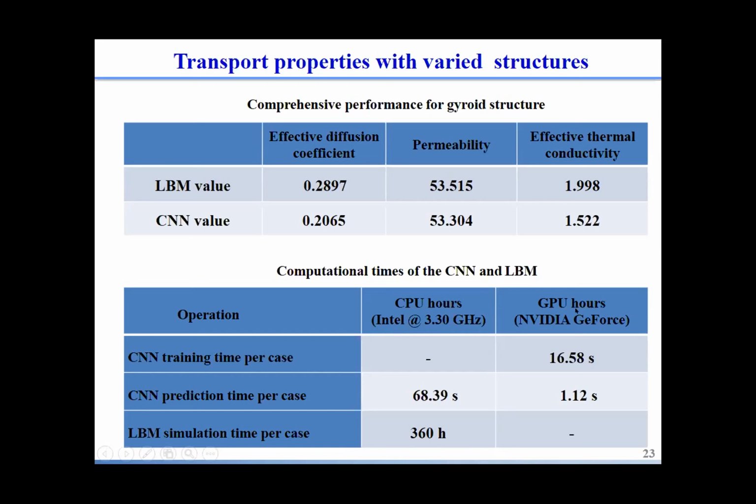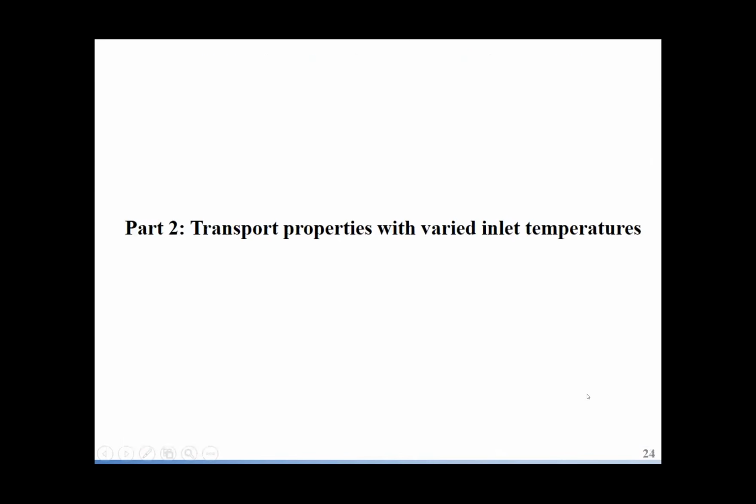If we use GPU parallel computing, we can get these results. But if we use the CPU, using CNN to predict each case, the time is greatly reduced to 1.1 seconds. Now let's see the second part.